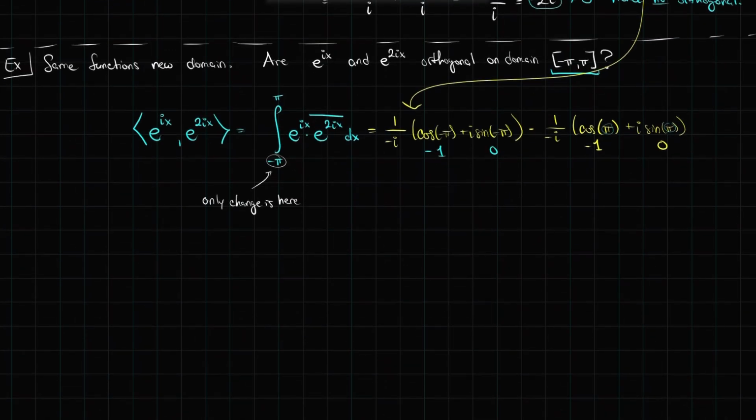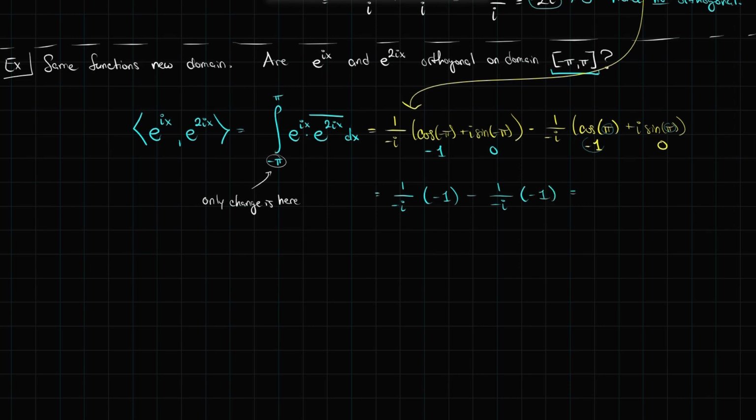Hence, if I simplify everything, what do I have? I have 1 divided by -i. Cosine is -1 plus 0 times i, so I have -1 here. Plus, minus 1 over -i times -1 plus 0, -1.